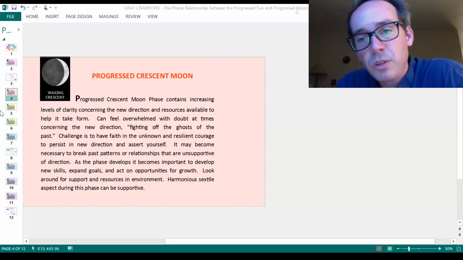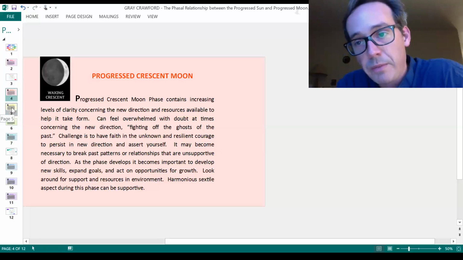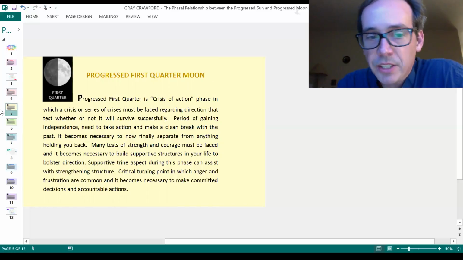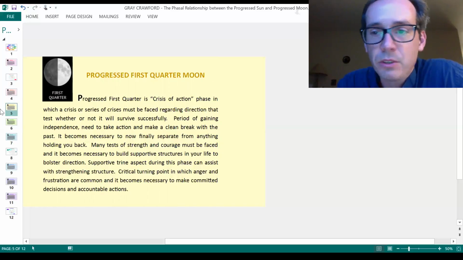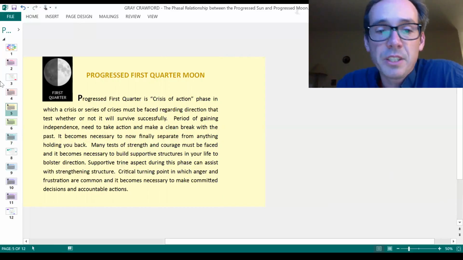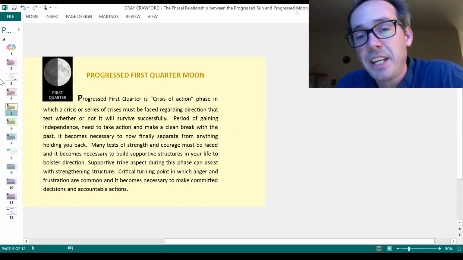So then what you do is you go into the first quarter square. Jeff Green often talks about the crisis in action, and that relates directly back to the way Rudyard also talked about this phase. And there often is a crisis, and even a series of crises. And you can really get tested at this point. Sometimes things don't actually get past this stage.